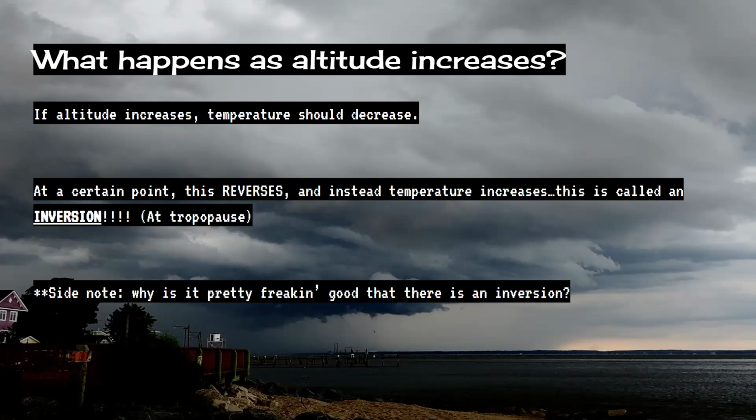But that only lasts until we get to the top of the lowest layer of the atmosphere, which is the troposphere. Sorry. That's the lowest layer, and the one above that is the stratosphere. In between is something we call the tropopause. At that point, we have what's called an inversion. And what that means is that after that, temperature will actually increase.